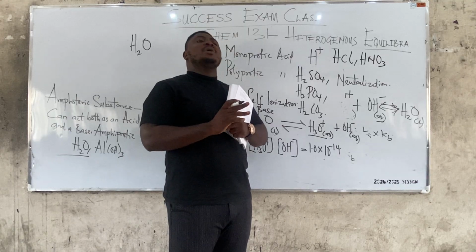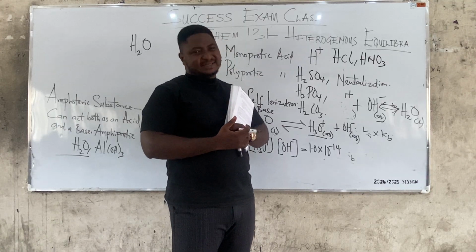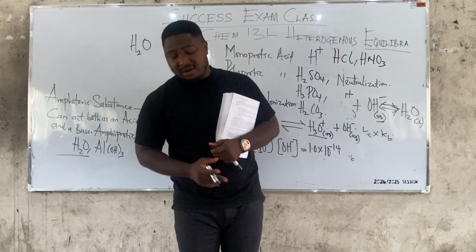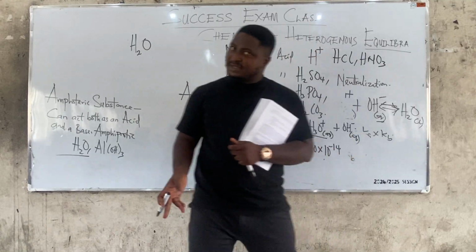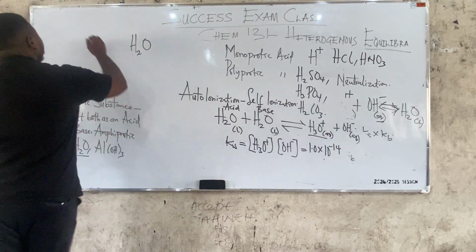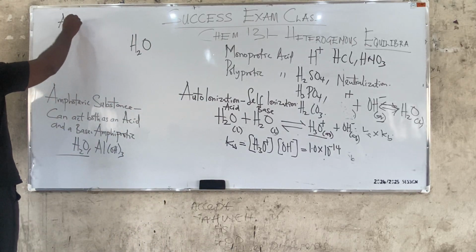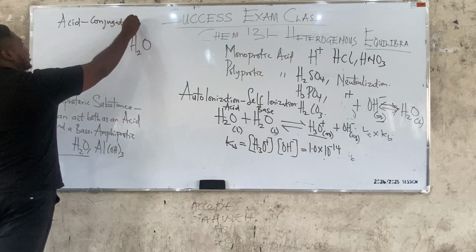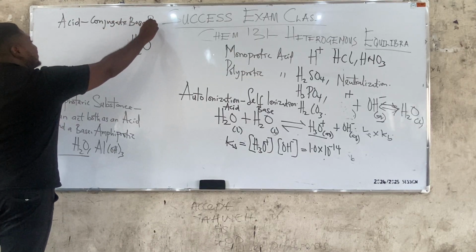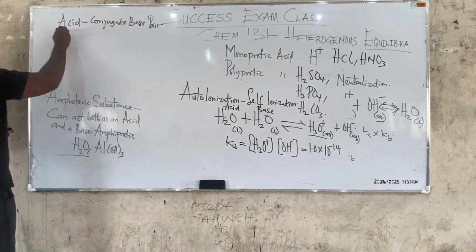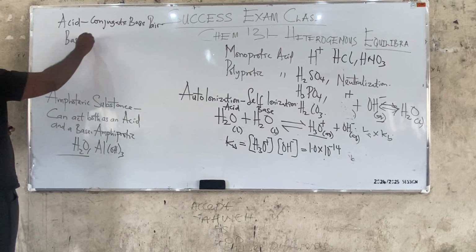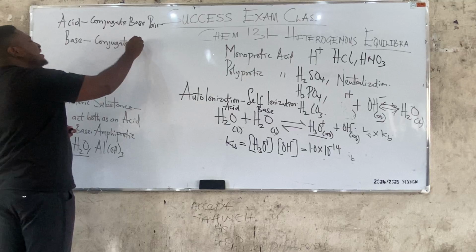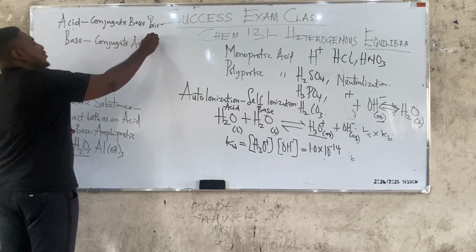So water as a base, class, the only species that can have a conjugate acid is a base. So all bases have their conjugate acid, and all acids have their conjugate base. So there's what we call an acid-conjugate base pair, or base-conjugate acid pair.